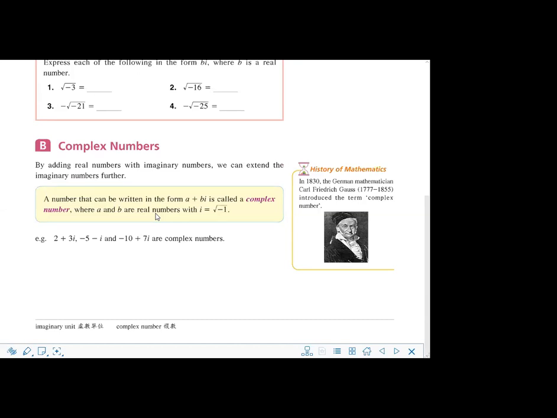Put together, it is called a complex number. A complex number is always in this form: a plus bi. For example, 2 plus 3i, -5 minus i, or -10 plus 7i. All of them are complex numbers. We call this part a. a is the real part.